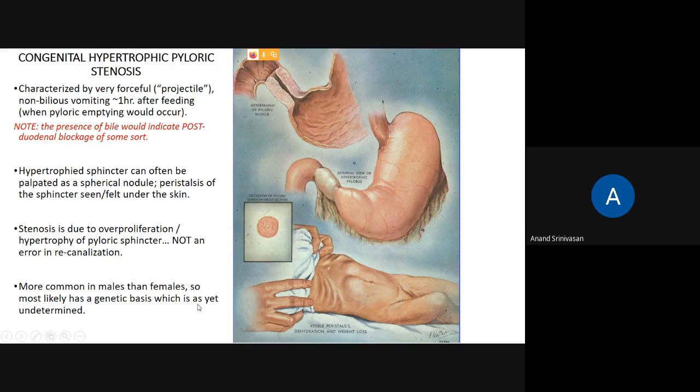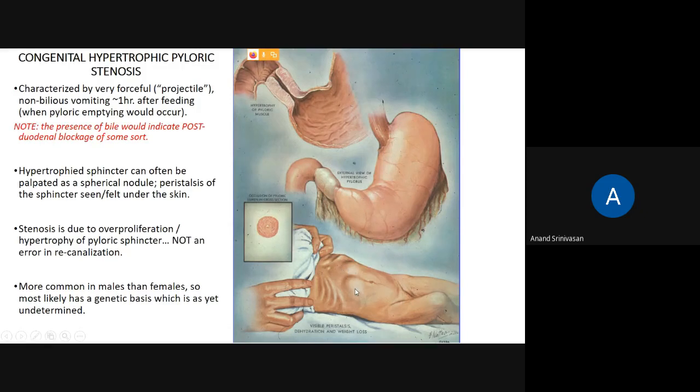The reason is not known, but this is more common in males compared to females, so it is more common in male children. You can see here, what do you call this one? Visible gastric peristalsis. Visible means you can see it even with the naked eye. You can see the movement of the stomach going from the left towards the right side.